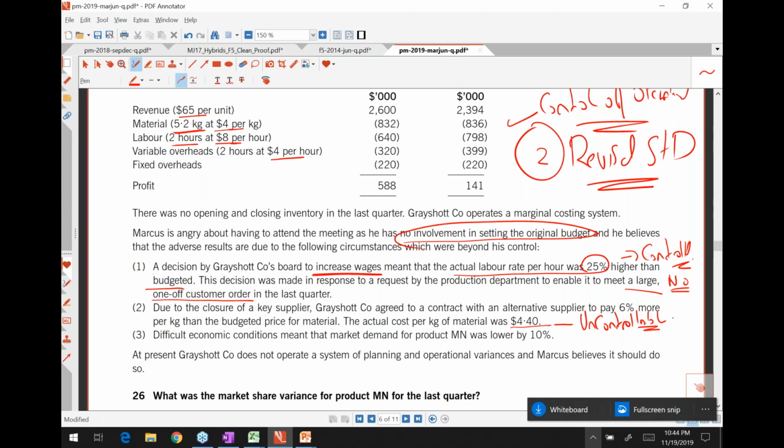So what should we do? Should we revise the standard or not, guys? Come on, tell me. This is uncontrollable for Marcus. Should we revise the standard or not? Say yes or no.